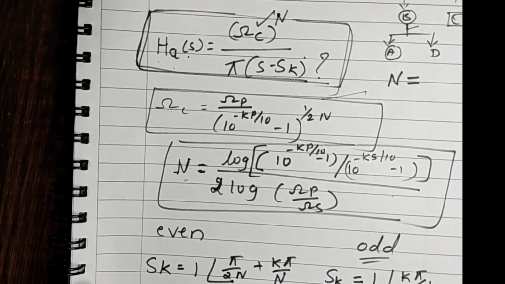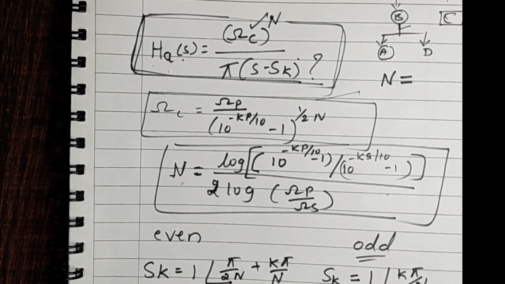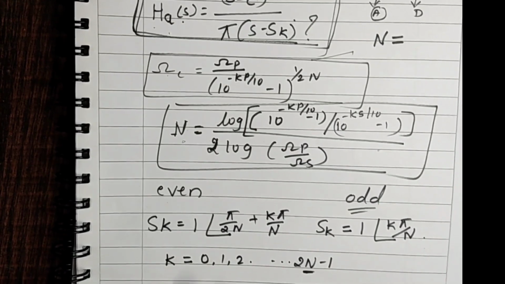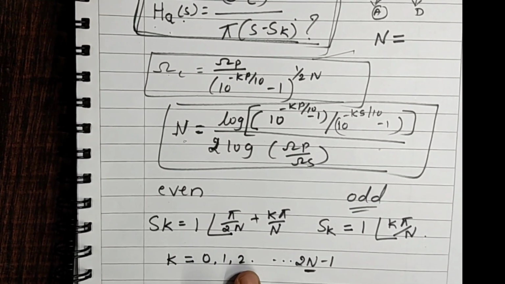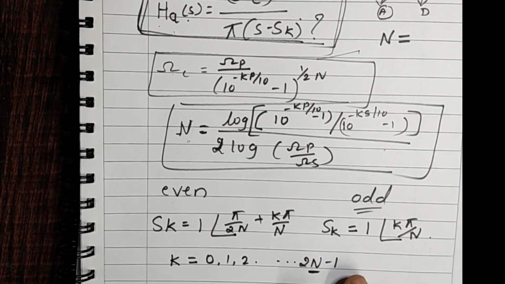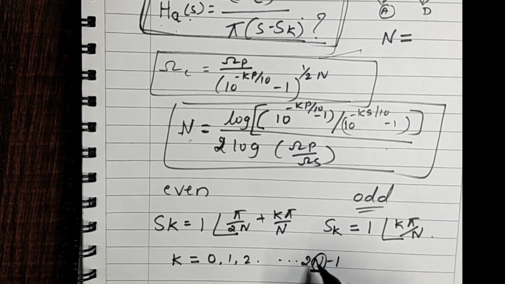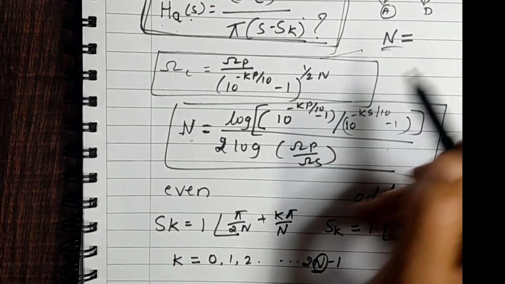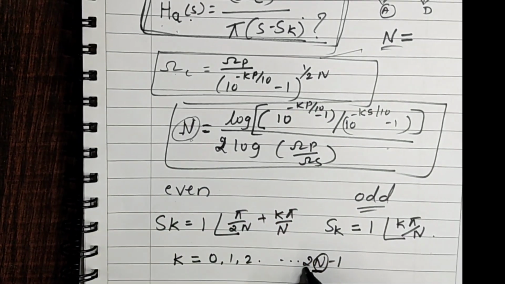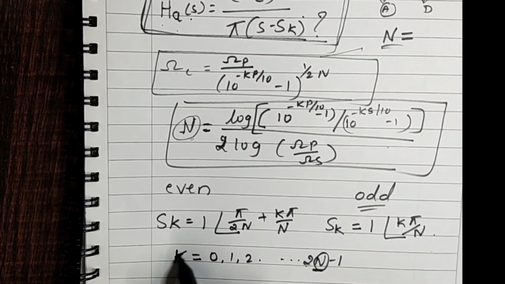So this is for even and odd. Now k is equal to 0, 1, 2 up to 2n minus 1, where n is the order we have calculated.